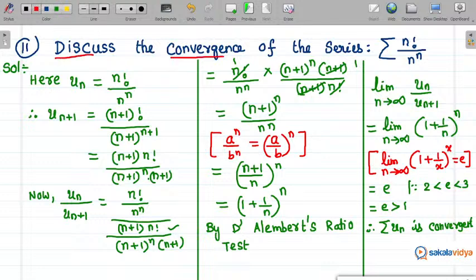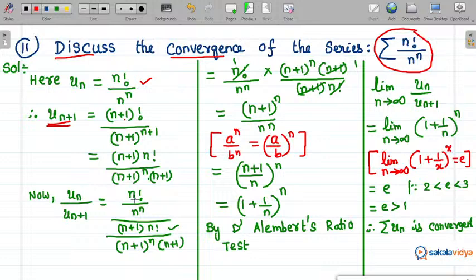Discuss the convergence of the series sigma n factorial by n to the power of n. So here un is equal to n factorial by n to the power of n. First let us find un plus 1. In the place of n, n plus 1: n plus 1 factorial by n plus 1 whole to the power of n plus 1. n plus 1 factorial we can write as n plus 1 into n factorial, divided by n plus 1 whole to the power of n into n plus 1. So let us try to evaluate the value of un by un plus 1.